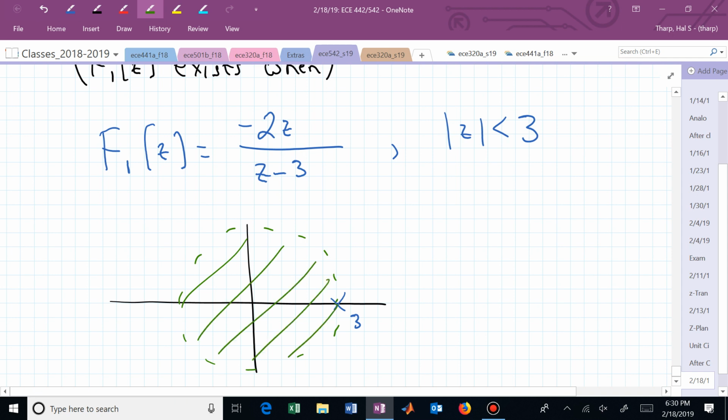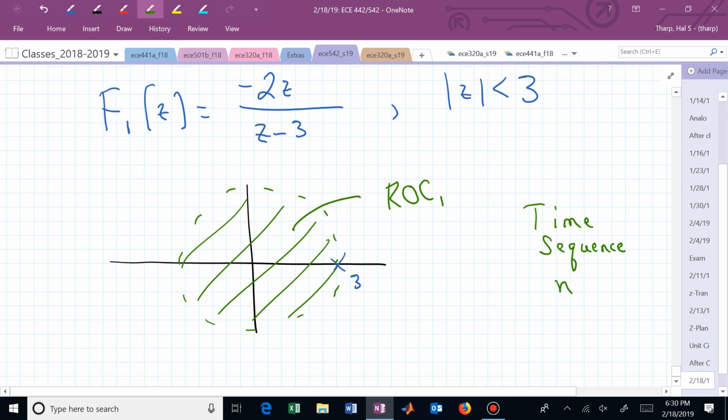This is what we had then. Here's ROC part 1 for f sub 1. This was a time sequence when n was less than 0, or anti-causal.